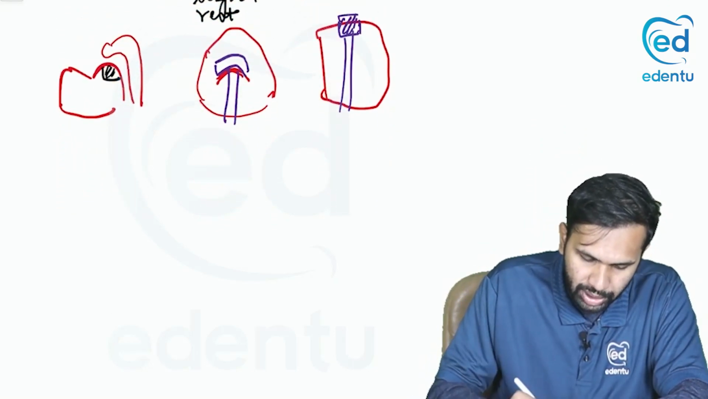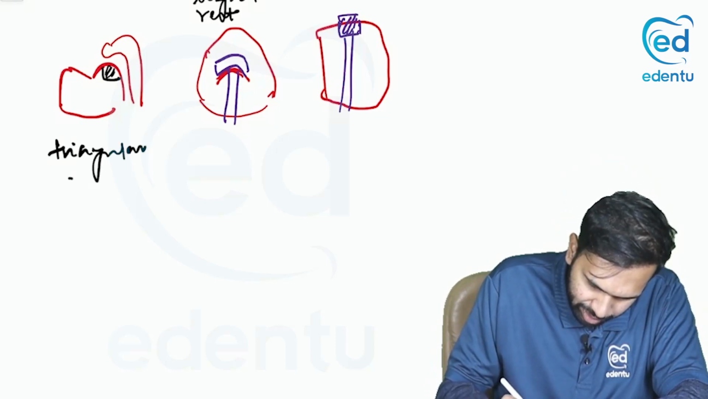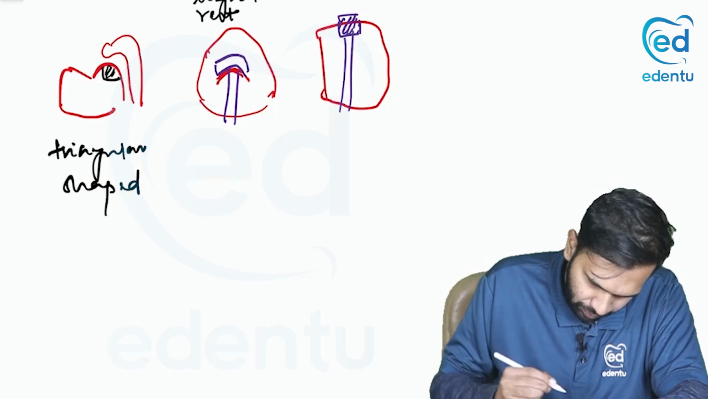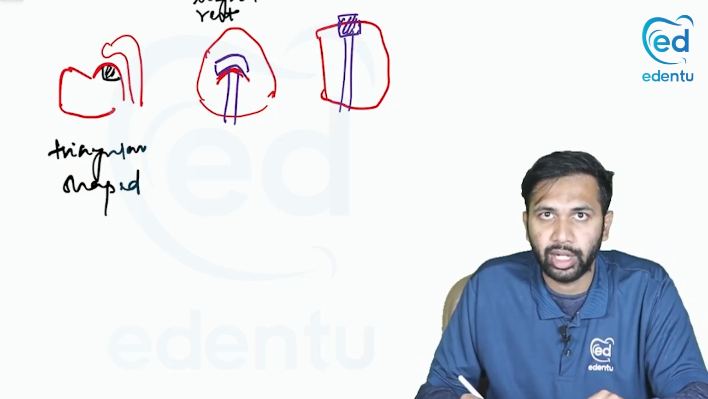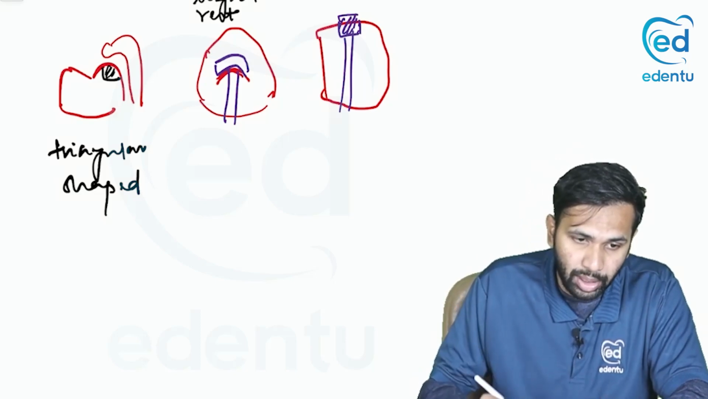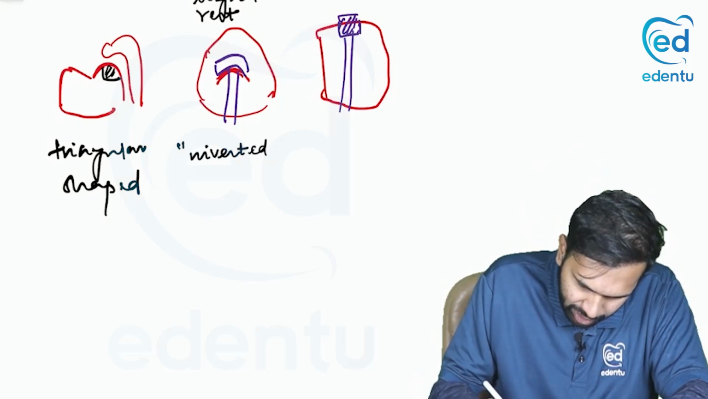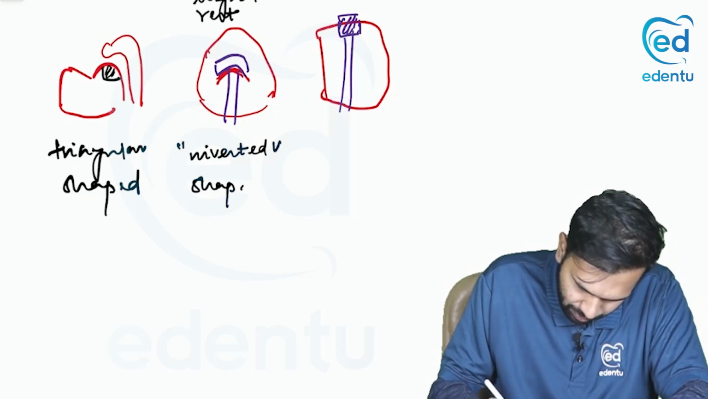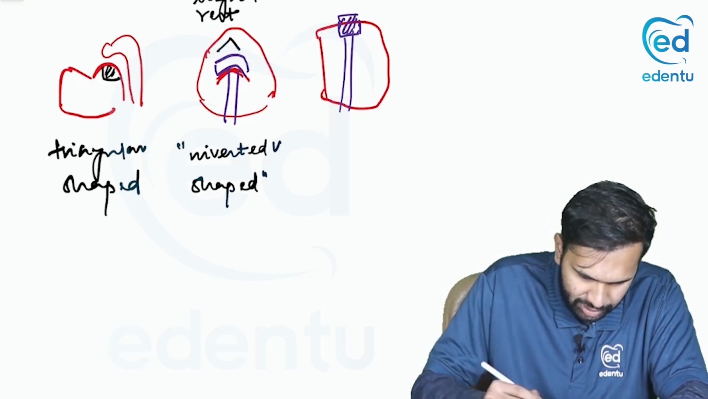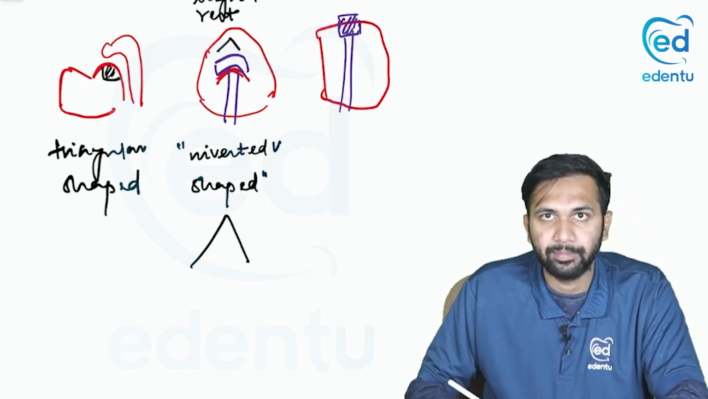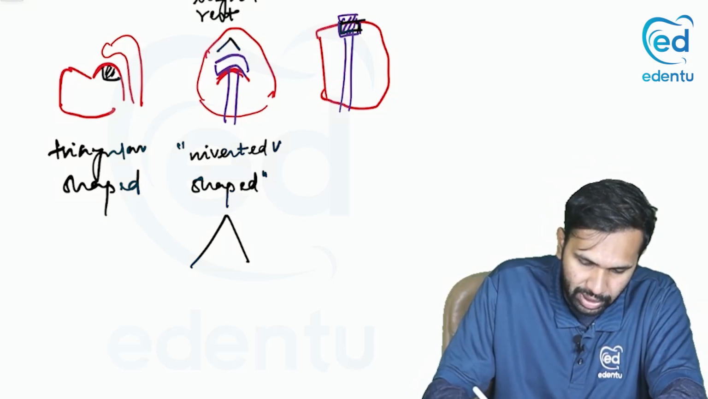If it is an occlusal rest, then the rest seat that we are making will be triangular shaped. I'll explain. It is the most important type of rest. If it is a cingulum rest, then it will be an inverted V-shape, like this. And if it is an incisal rest, it will be flat, occupying the incisal surface.